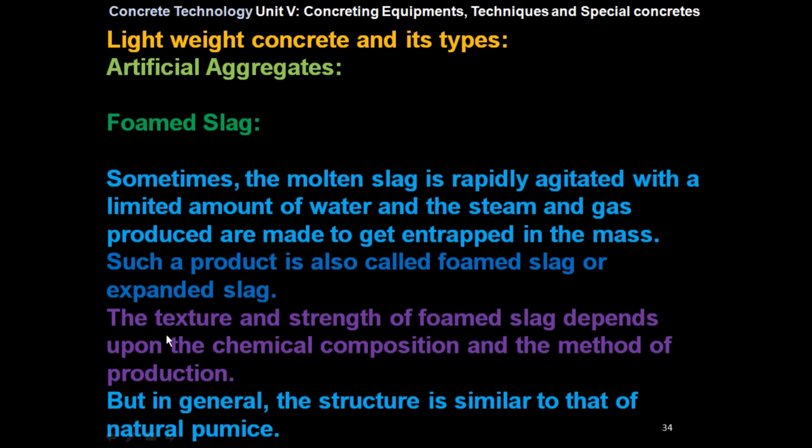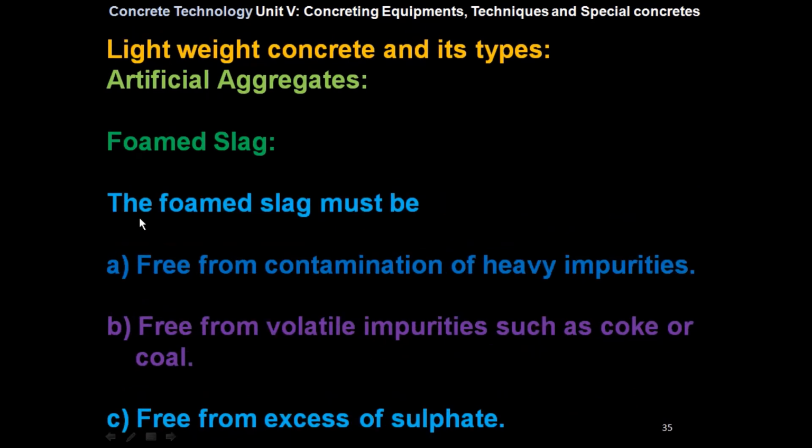The texture and strength of foamed slag depend upon the chemical composition and the method of production. But in general, the structure is similar to that of natural pumice. The foamed slag must be, first, free from contamination of heavy impurities; second, free from volatile impurities such as coke or coal; and third, free from excess of sulfate.